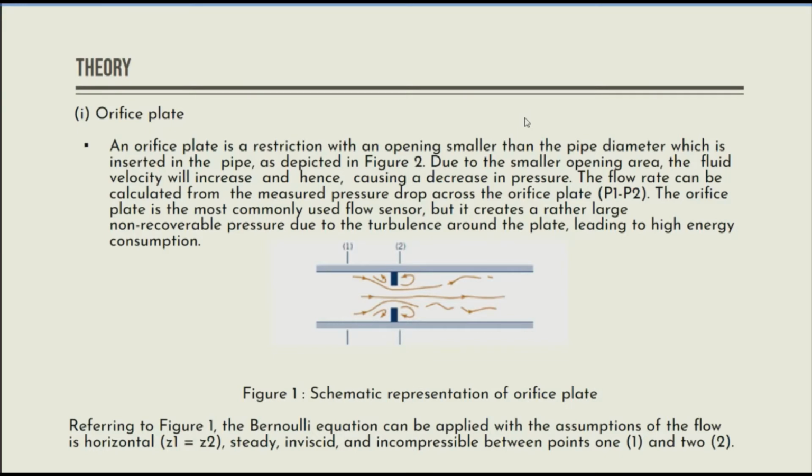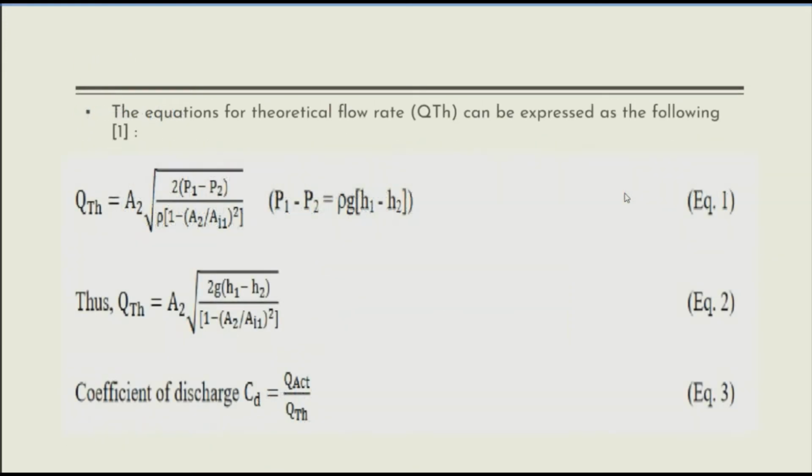Referring to figure 1, the Bernoulli equation can be applied with the assumptions that the flow is horizontal, Z1 equals Z2, steady, inviscid, and incompressible between points 1 and 2. The equation for theoretical flow rate, QTH, can be expressed as the following.